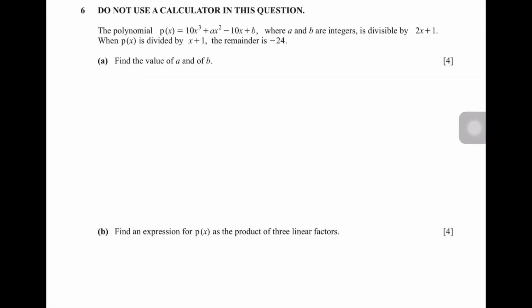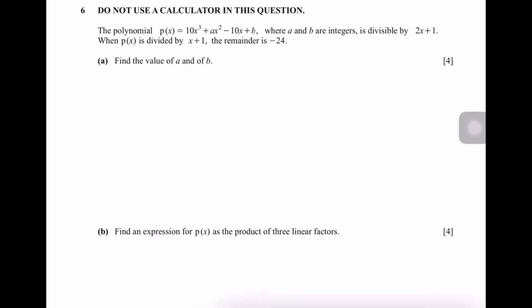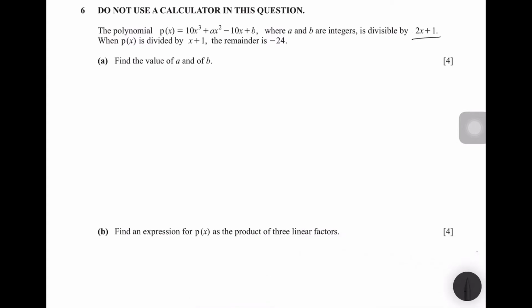The polynomial p(x) equals 10x cube plus ax square minus 10x plus b, and it is divisible by 2x plus 1, and when p(x) is divided by x plus 1, the remainder is minus 24. Since it is divisible by 2x plus 1, 2x plus 1 equals 0, x equals minus half. Let me substitute it here.